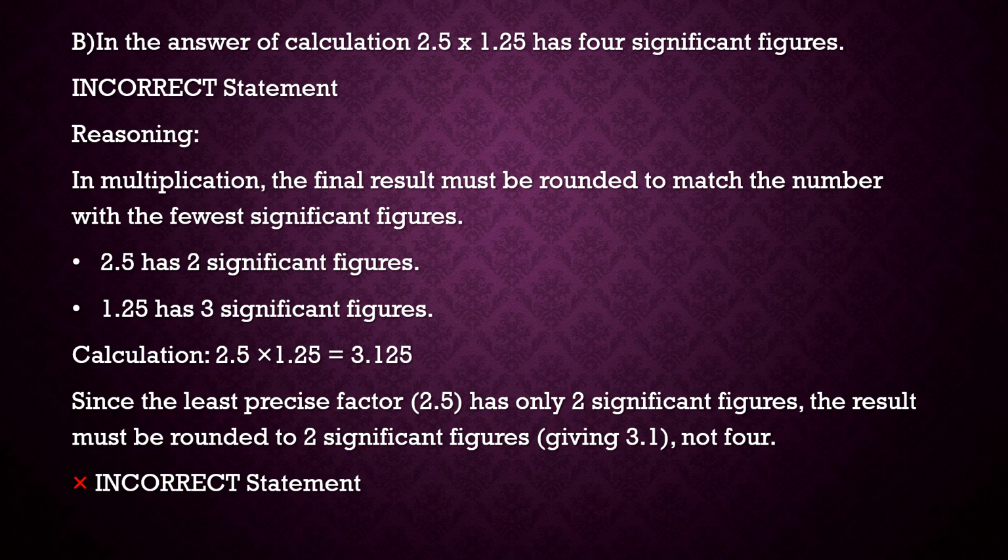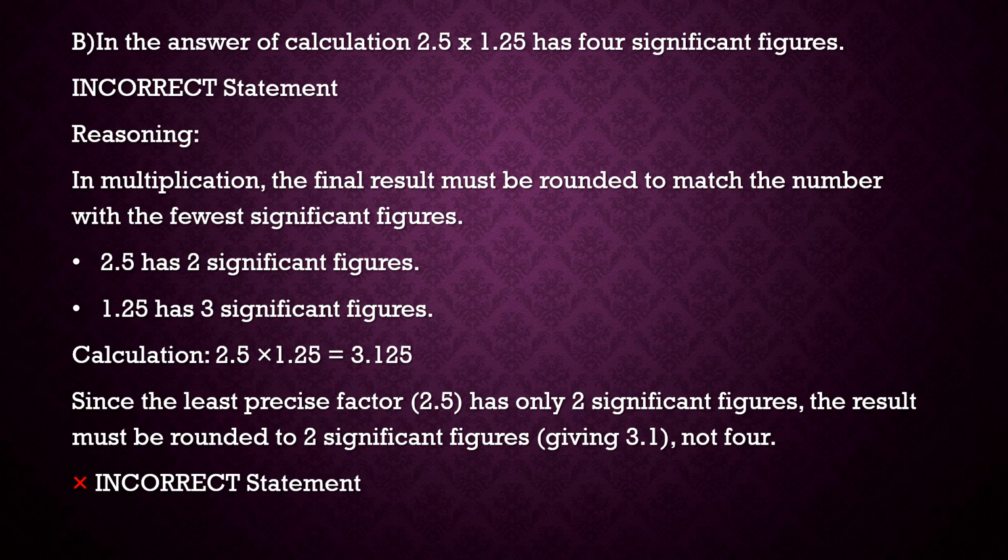2.5 has two significant figures and 1.25 has three significant figures. So the calculation 2.5 times 1.25 is 3.125.